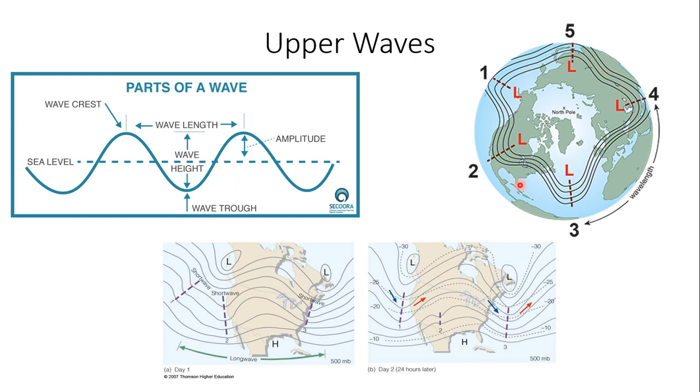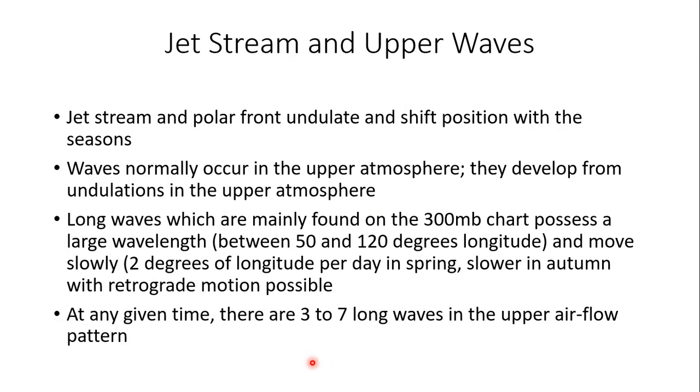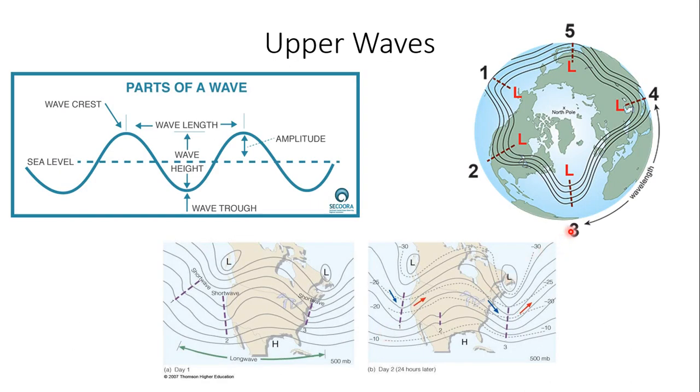Looking at the graphic here in the upper right, this is a picture of the various long waves throughout the Northern Hemisphere. And as I mentioned in the previous slide, there could be as many as 3 to 7 long waves in this upper airflow pattern. In this particular example, I'm showing you 5 distinct long waves. Okay, you see these long wave troughs here represented by that L, that's an area of lower heights. And then you have the long wave trough axes by this dashed line. But in general, across the Northern Hemisphere, in this example, we have 5 long waves.